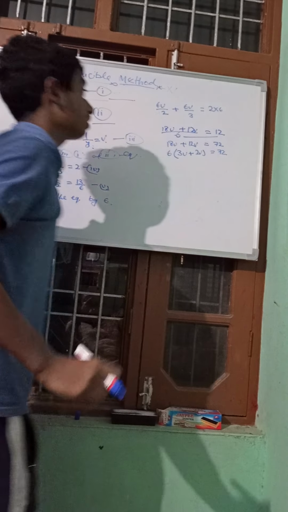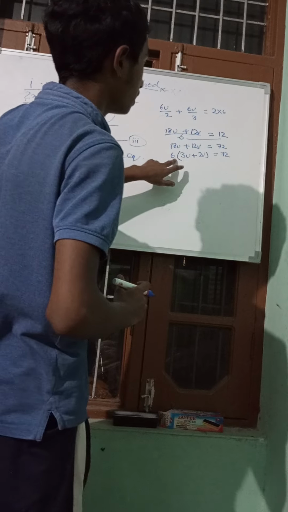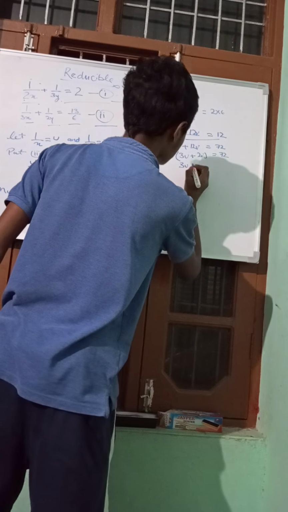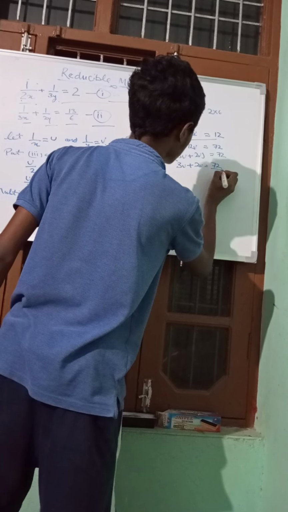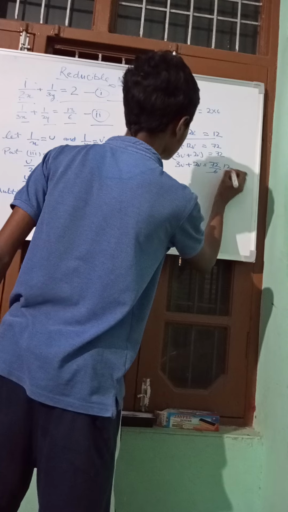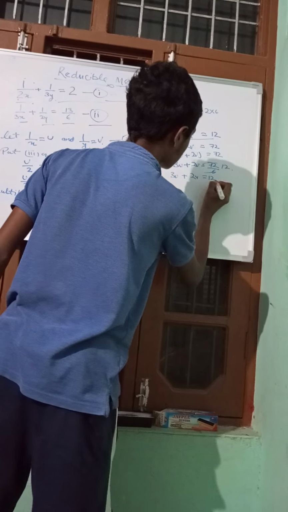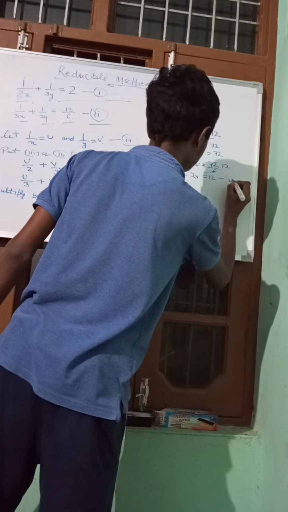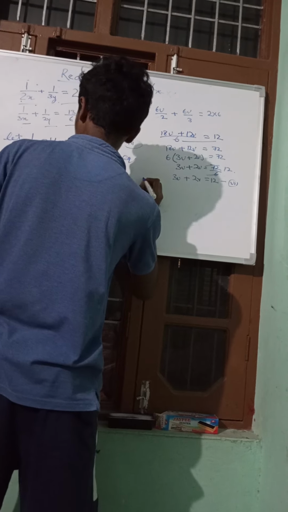And as we have been taught by the teachers in our earlier class, we have to divide this by this. So it will be 3u plus 2v is equal to 72 upon 6, which will be 12, and 3u plus 2v is equal to 12, and we will consider it as our sixth equation. Now we have to also put this in the fifth equation, which will be like this.